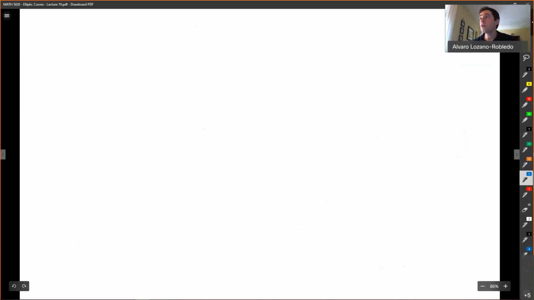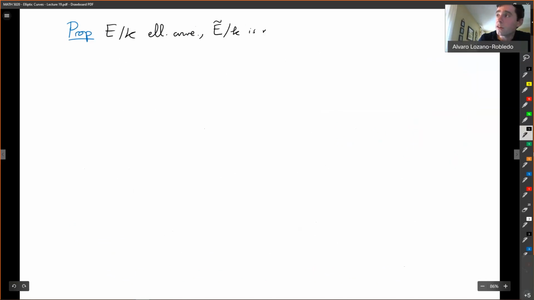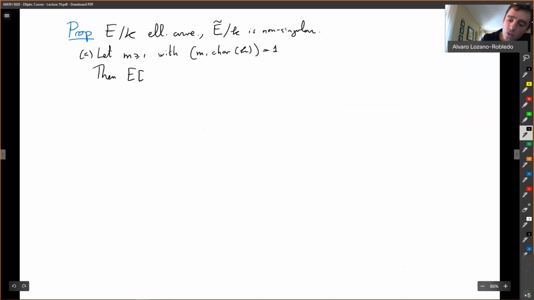But in any case, here is what we can say about what's unramified about the M torsion and the Tate module. So if you have an elliptic curve over a local field K, and assume that the reduction is non-singular, so it's also an elliptic curve, then first let M be relatively prime to the characteristic. Then the M torsion is unramified at nu.